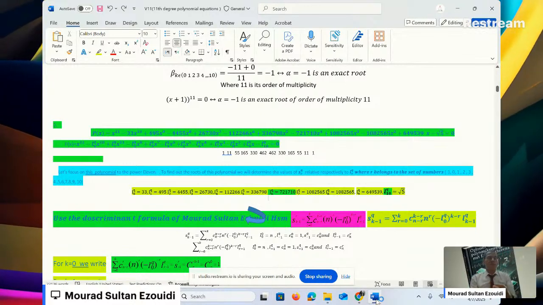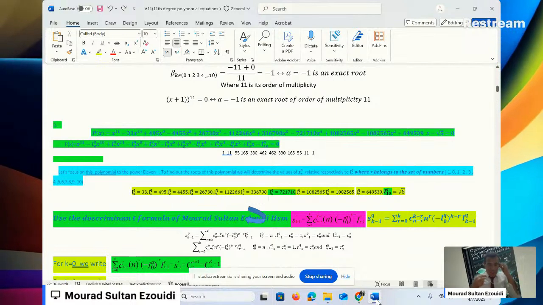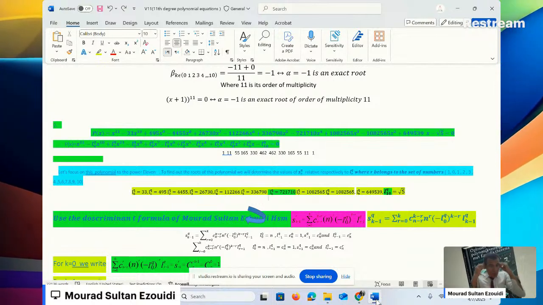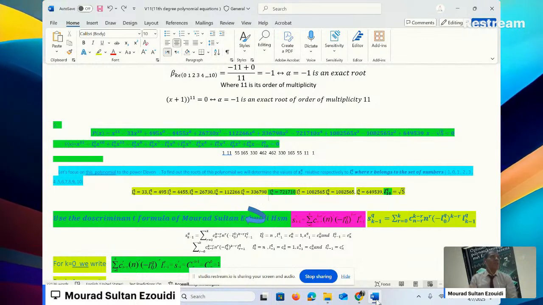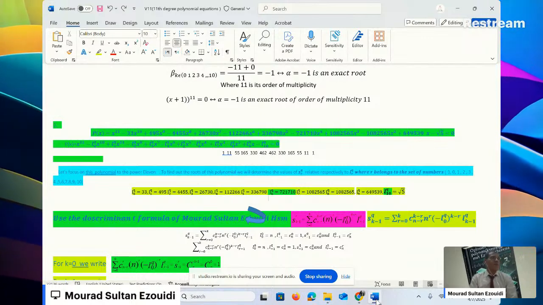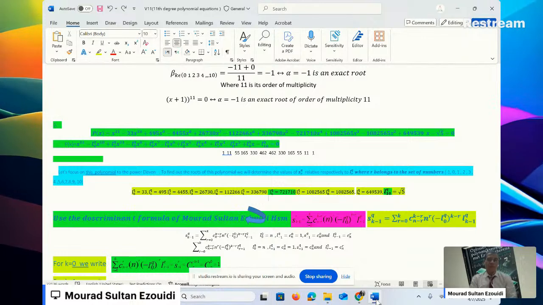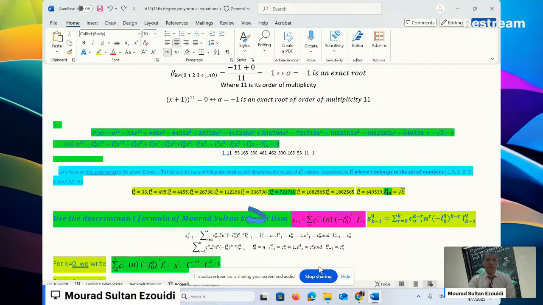So you can see the lecture, professors and students and colleagues, and my learners. You can see the lecture, it's before you, you can see it. Before that, this is one to the power 11.